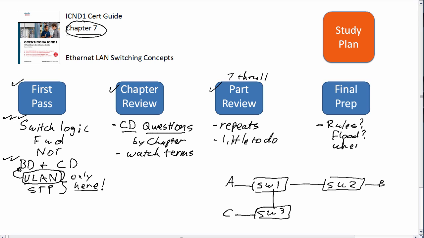So if you can apply those concepts to unique diagrams and topologies, then you will have mastered or proven that you mastered everything that you read back at the first pass. You also want to review terms, make sure you have all those down. And this is definitely a chapter where you really want to prove that you know everything from the chapter. You want to strive for complete mastery of the topics in this chapter.